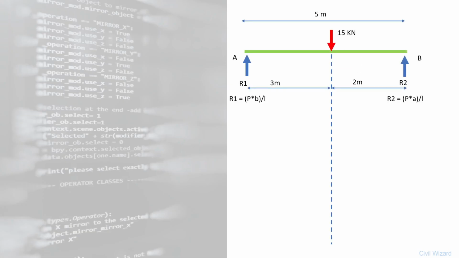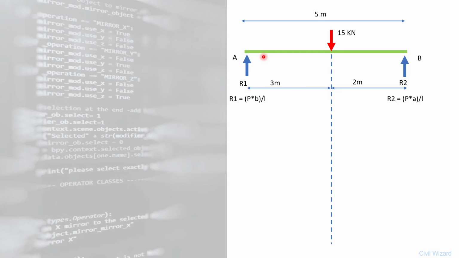Firstly, let's see a free body diagram of a simply supported beam. In this beam, points A and B are the supports, and a 15 kN load is acting at a distance of 3 meters from point A. The beam has a total span of 5 meters.